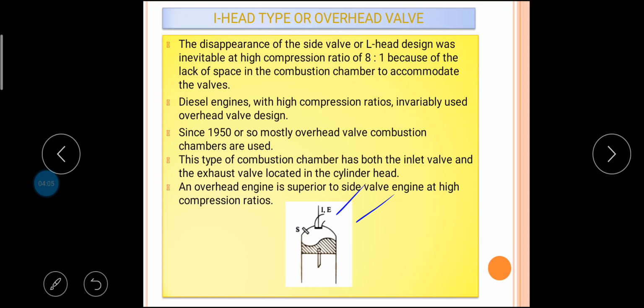Some of the important characteristics of this type of valve arrangement: less surface to volume ratio and therefore less heat loss, less flame travel length and hence greater freedom from knock, higher volumetric efficiency from larger valves or valve lifts, confinement of thermal failures to the cylinder head by keeping the hot exhaust valve in the head instead of the cylinder block. This is all about I-head type or overhead type valve.